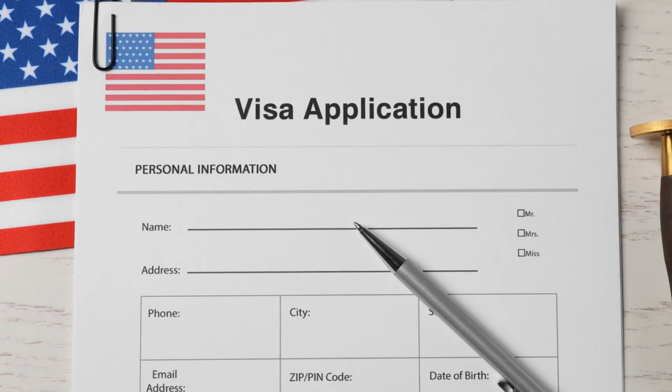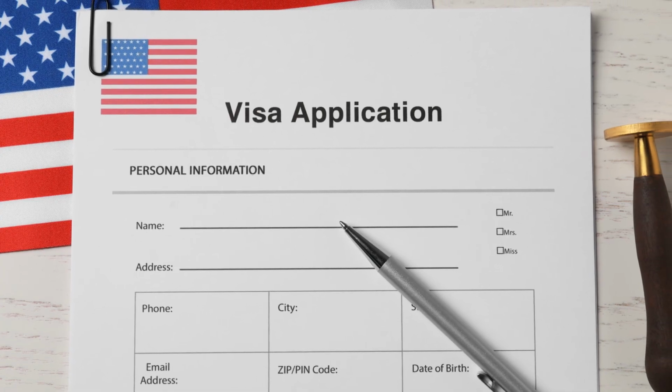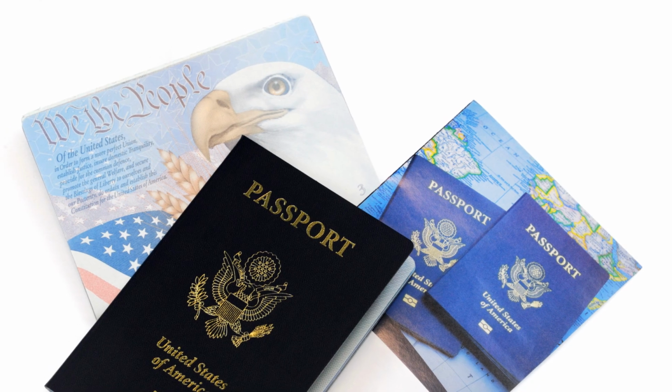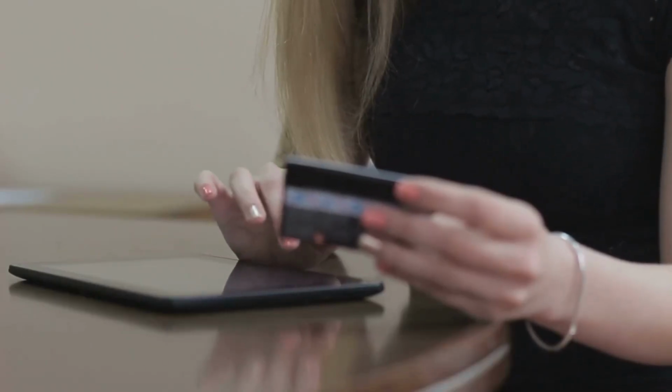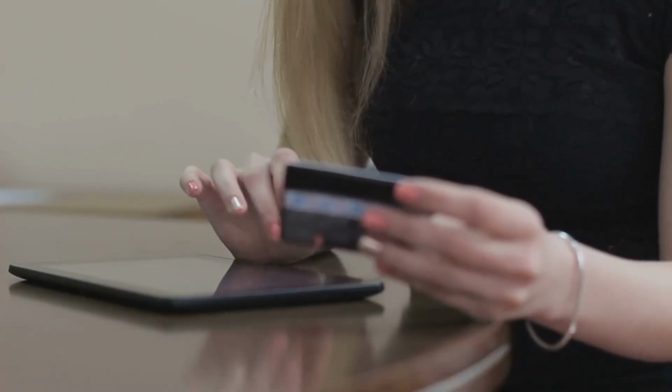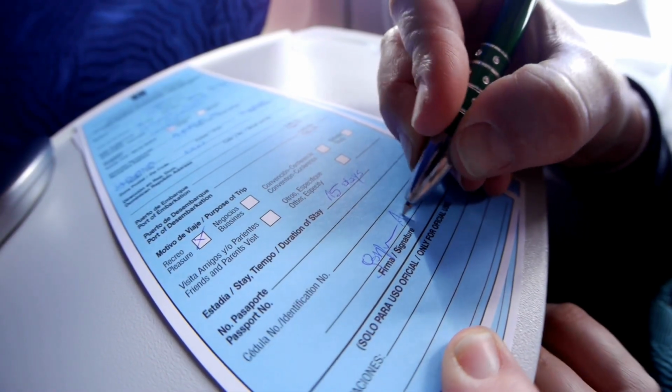Begin by completing the DS-160 online application form. Upload a compliant passport photo and review all information carefully. Pay the required visa application fee online using a credit card. Schedule your visa interview appointment at the nearest U.S.